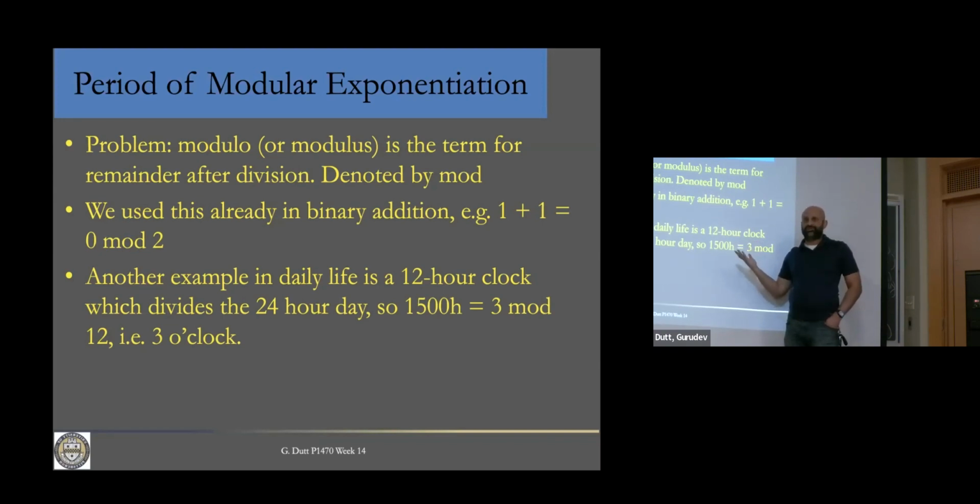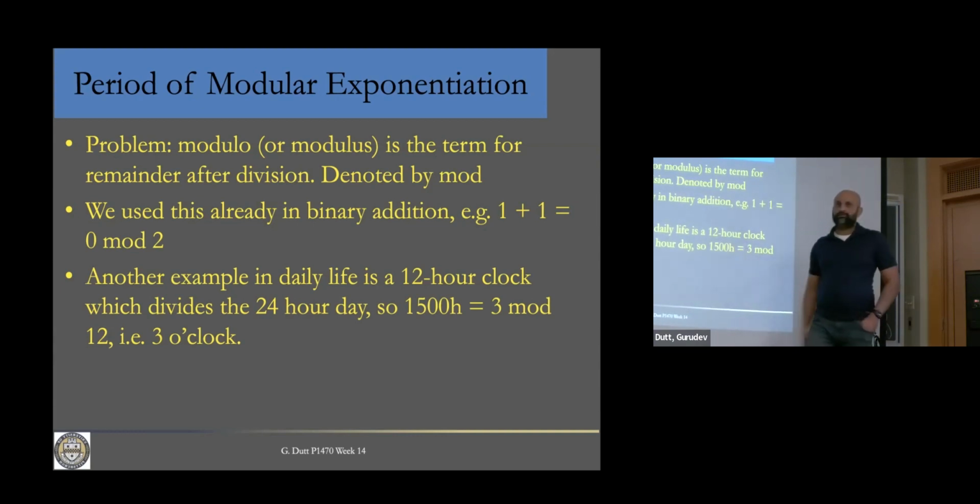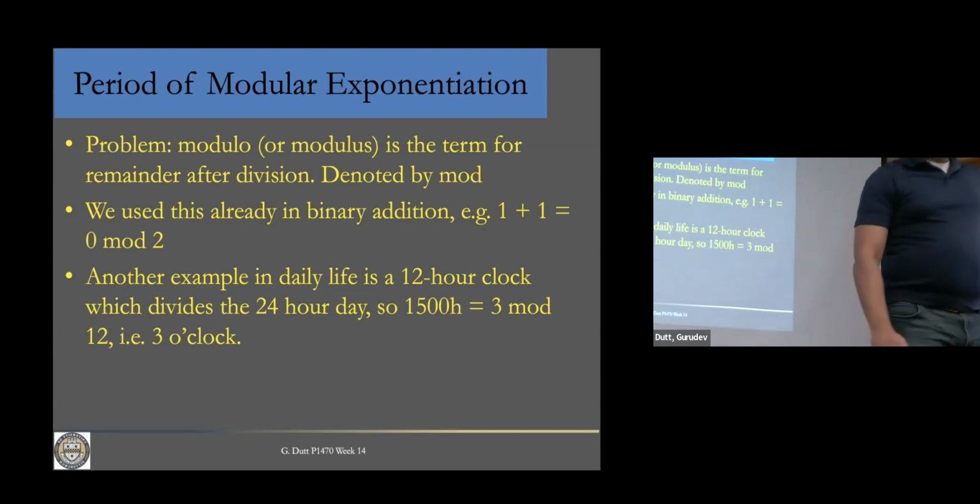We said p.m. because we know it's in the afternoon, but if you just divide it by modulo 12, that would be just the number 3. Okay, so that's 3 o'clock. So that's another example.